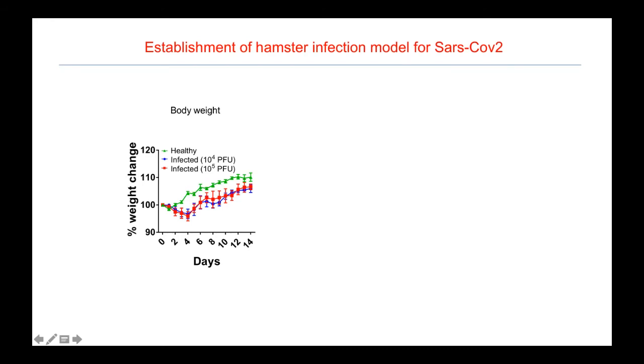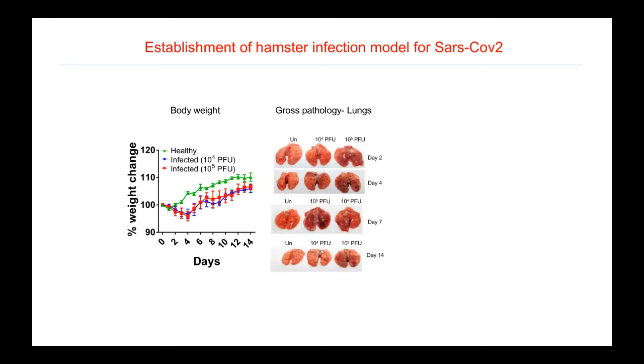So you can see there's a dip here at day 4, and these hamsters are losing weight. And when we sacrificed these hamsters to see the gross pathology of the lung at 10 to the power 4 and 10 to the power 5 PFU compared to the uninfected animals at day 2, 4, 7, and 14, you can see there's a clear sign of pneumonitis and lesions in the lung at the higher dose. You can also see it at the lower dose, but you can clearly see the lung is very abnormal at the higher dose of PFU.